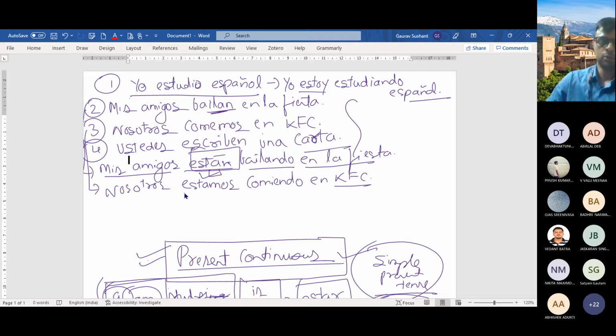This is also correct. So a star form is added here. That is estamos according to the subject. And comer is the verb here. Basically, the original verb is comer. So that has become comiendo en KFC. Next is number 4.